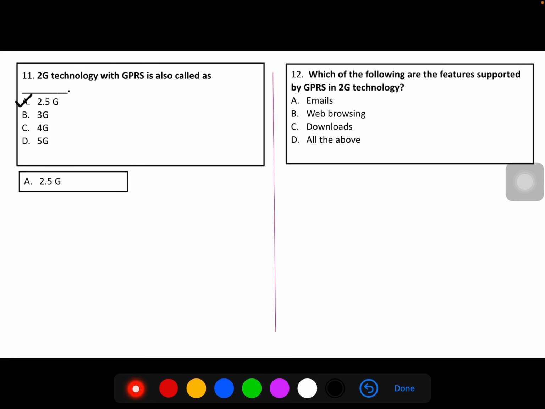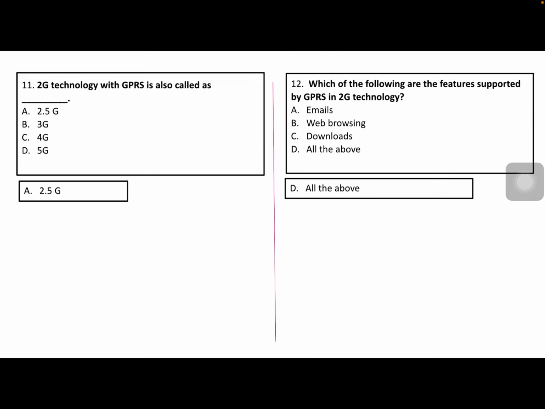Next question. Which of the following are the features supported by GPRS in 2G technology? In 2.5G, because GPRS is a part of 2.5G, along with the voice communication, the multimedia part was also included, like internet, web browsing, emails. The data part, data pack, was also included in 2.5G. That means 2G with GPRS. So the correct option is all of the above, because emails, web browsing, downloads were all included in 2.5G.